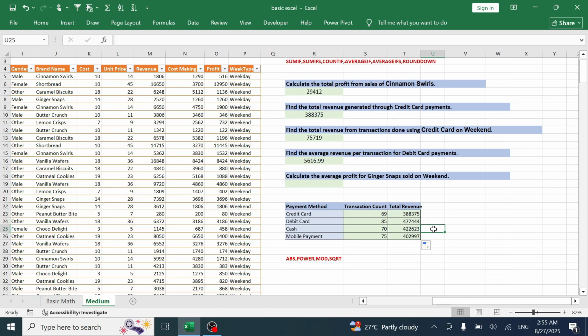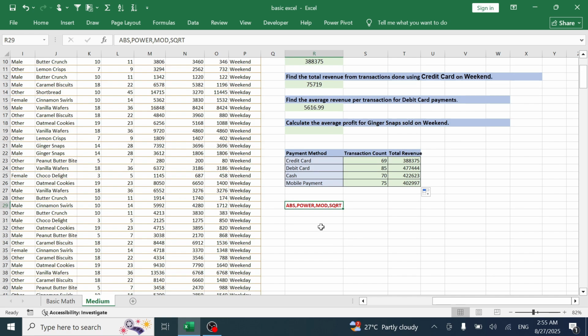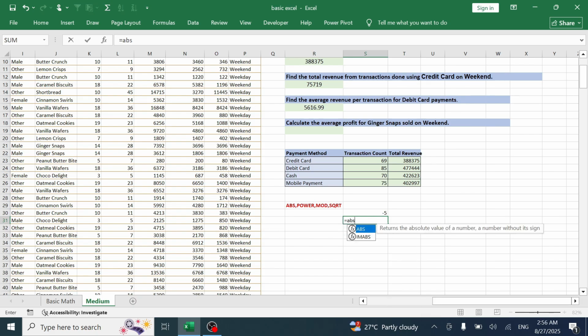It will automatically fill. So we have some more functions I need to tell you. We have the absolute function, the name is ABS. What it does is convert a negative number into a positive, absolute number. Let's suppose we have negative 5 and I need to convert it into an absolute number, so I need to use the absolute function. With this cell, you can see it will convert into a positive number.